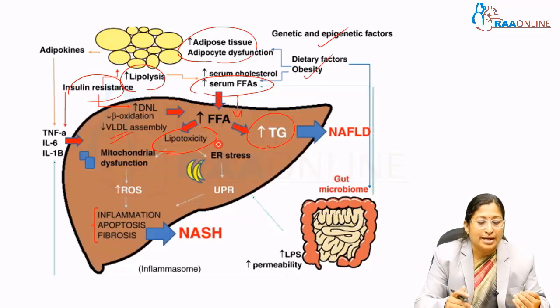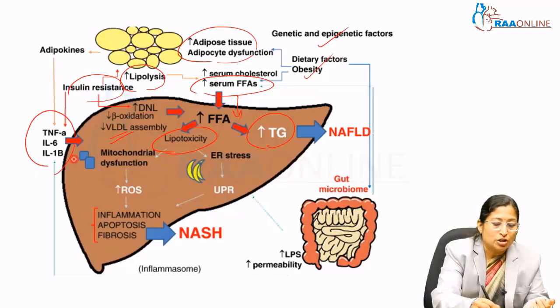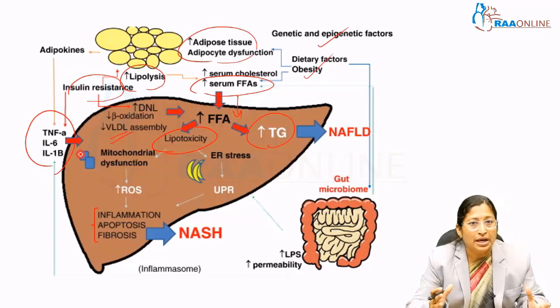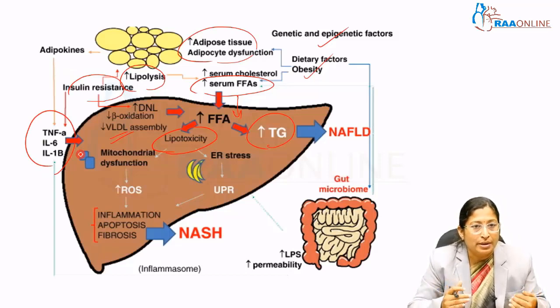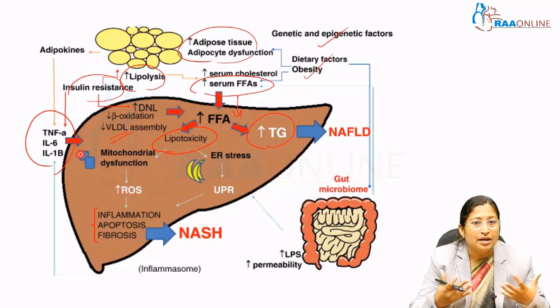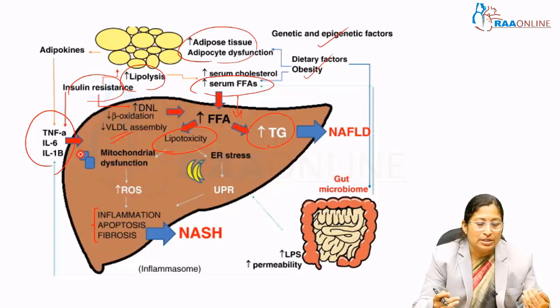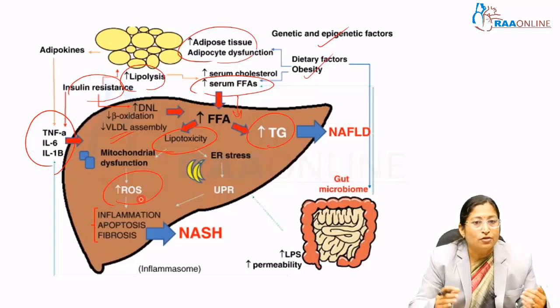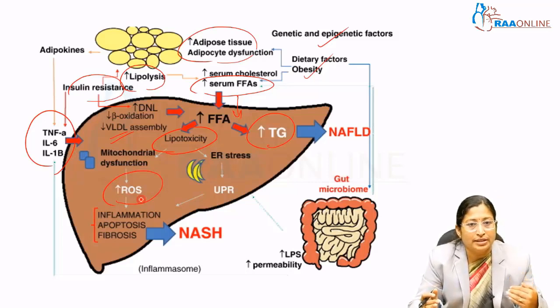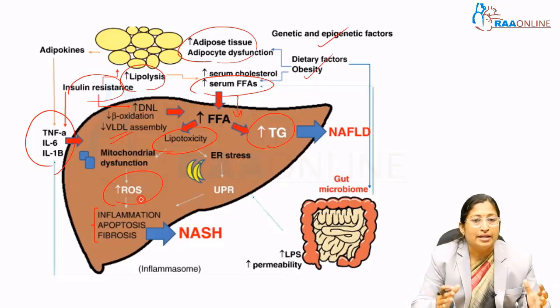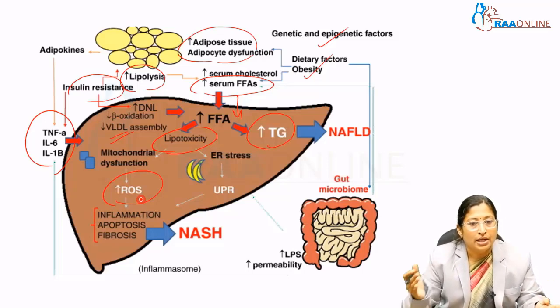Apart from lipotoxicity, as we said, there is increased production of pro-inflammatory cytokines from the adipose tissue. These pro-inflammatory cytokines are going to result in inflammation in the liver, mitochondrial dysfunction, and endoplasmic reticulum stress. Both of these are going to result in increased reactive oxygen species. The scavenging of the reactive oxygen species becomes impaired because of mitochondrial dysfunction, and there is increased reactive oxygen species, which is going to result in further inflammation, apoptosis, fibrosis, and ultimately NASH.